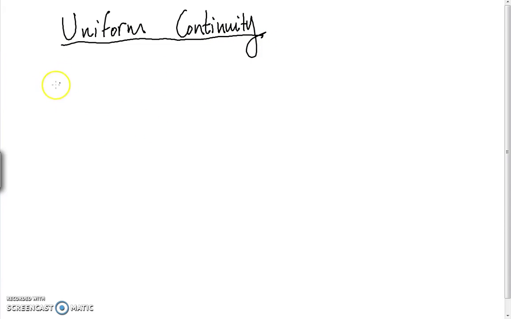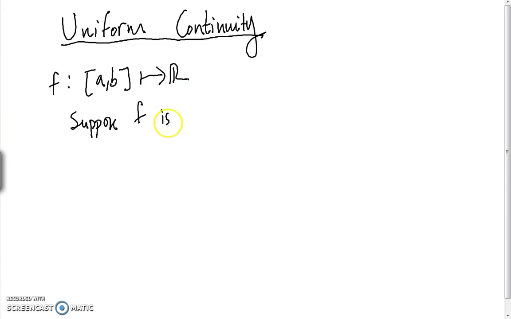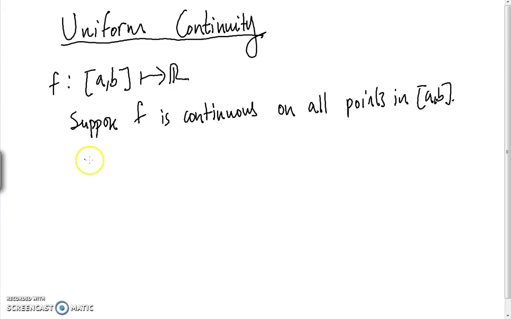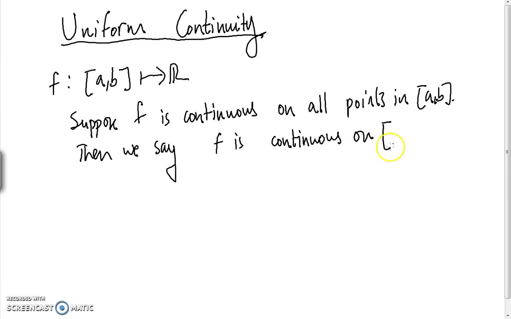First of all, we need to discuss something called continuity on an interval, and it's pretty straightforward. Let's take a regular function f from AB to the real numbers, and suppose f is continuous on all points in AB. Then we say f is continuous on the interval AB. Okay, so that's straightforward.